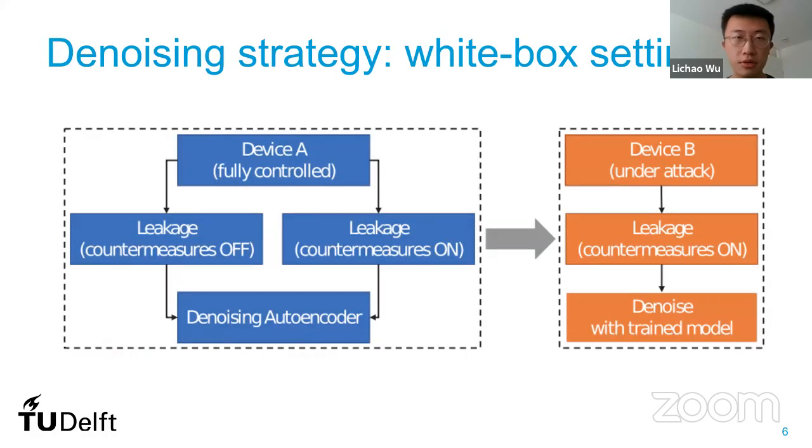First, we will introduce the denoising strategy for the white box settings. Similar to the profiling attack, we assume the attacker has full control of the device. We call it device A. With device A, an attacker can retrieve two different types of traces: one with the countermeasure on, and one with the countermeasure off. So one is the clean traces, one is the noisy traces. With this noisy-clean trace pair, he can train the denoising autoencoder. Then he can take the noisy traces from device B, which is the device under attack, and feed them into the denoising autoencoder. Ideally, the clean traces can be reconstructed and the attack performance will be increased.